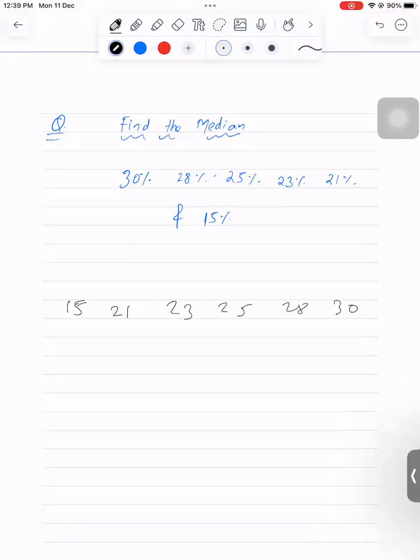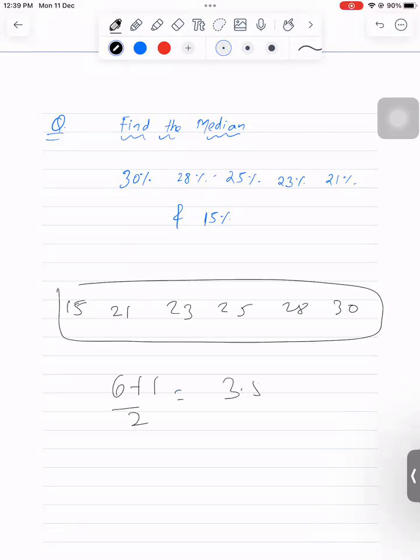Okay, now apply the median formula, n plus 1 divided by 2. These are a total of 6 observations. So 6 plus 1 divided by 2, you will get the answer 3.5. The median is between the third and fourth observation. 23 plus 25 divided by 2, you will get the answer 24.